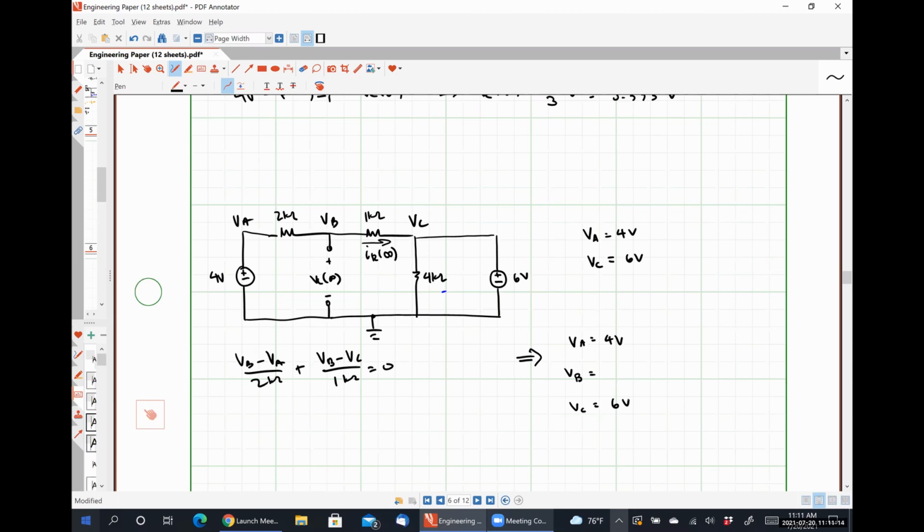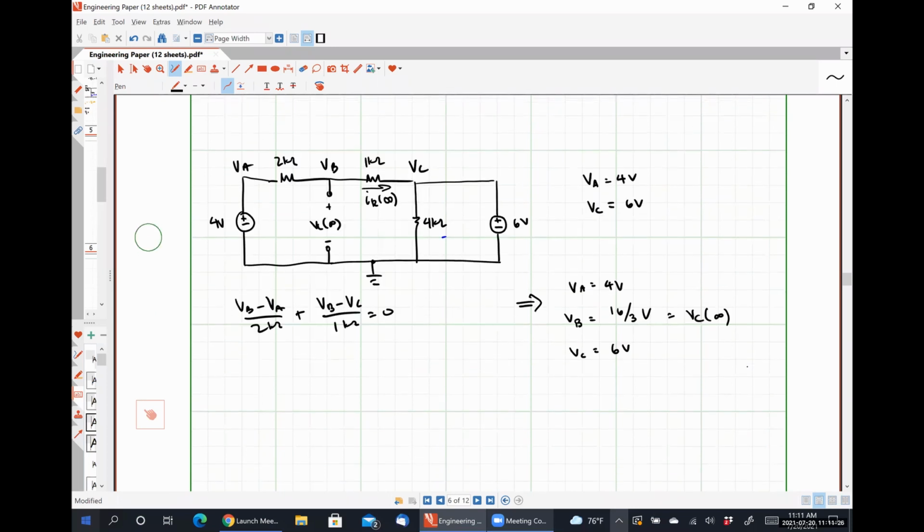I get 4, 16/3, and 6, where VB is easily VC at infinity by inspection. And then I could say that IR at infinity is simply (VB minus VC) over 1 kilo ohm, or negative 2/3 of a milliamp.